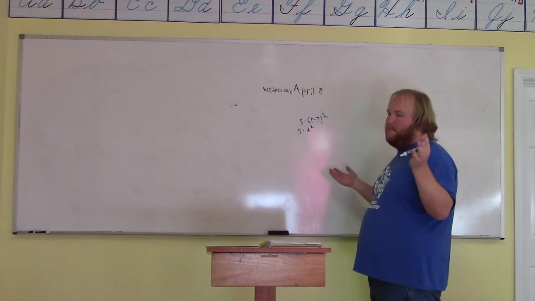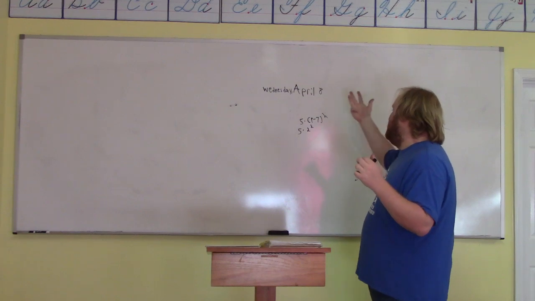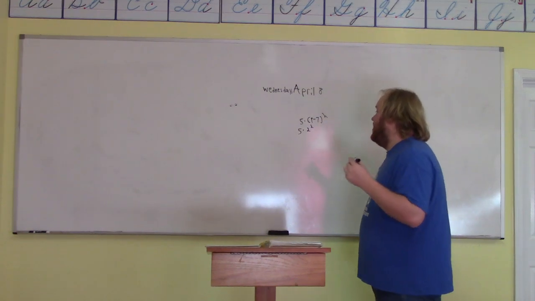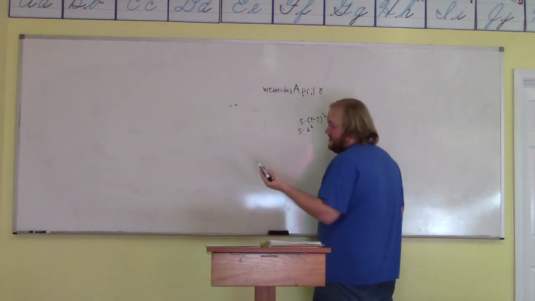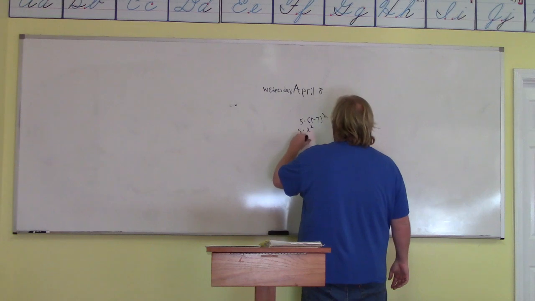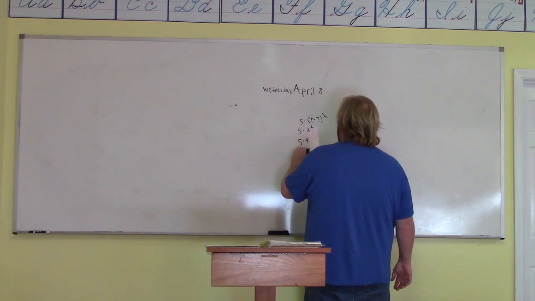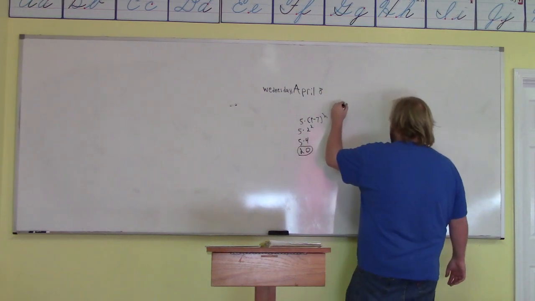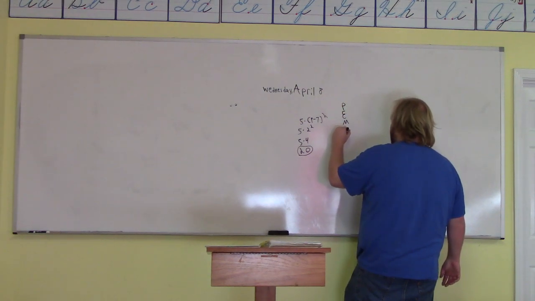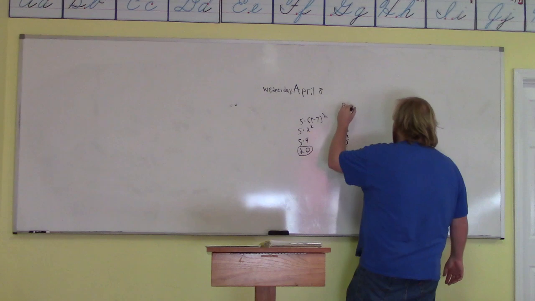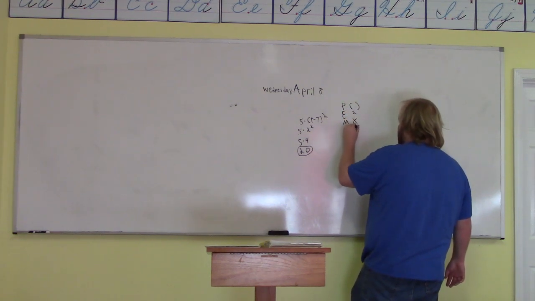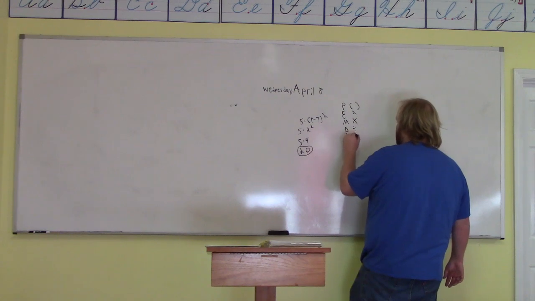Okay, so remember our PEMDAS: parentheses, exponents, multiplication, division, addition, subtraction. Exponents is right after parentheses, so we do that next. 2 squared, of course, is the same as 2 times 2, which is 4. 5 times 4 is, of course, 20. Remember PEMDAS, for those of you who don't quite remember it yet: parentheses, exponent, multiplication, division, addition, subtraction.